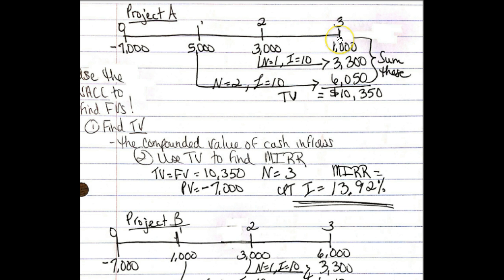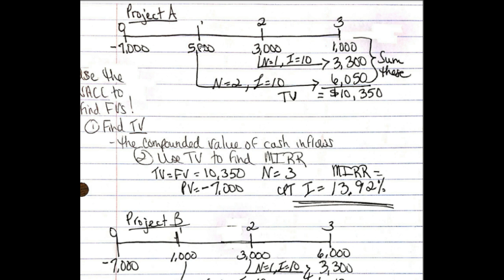So let's find the terminal value. The terminal value is the sum of the future values of those cash flows compounded at the cost of capital. So $1,000 in year 3, at the end of year 3, is going to be $1,000. There's nothing to do with that. So $3,000 in year 2, we need to find the future value of that $3,000 over 1 year compounded at 10%. And when you plug that into your calculator, you should get $3,300.